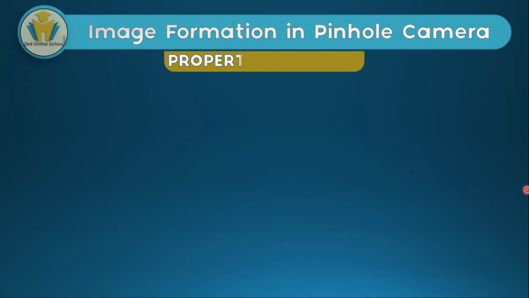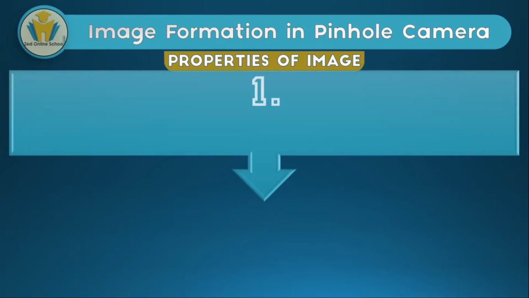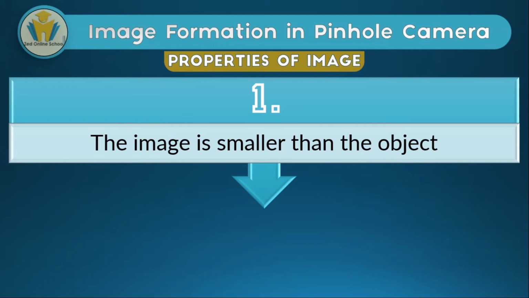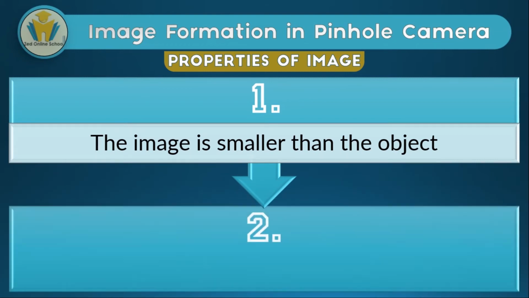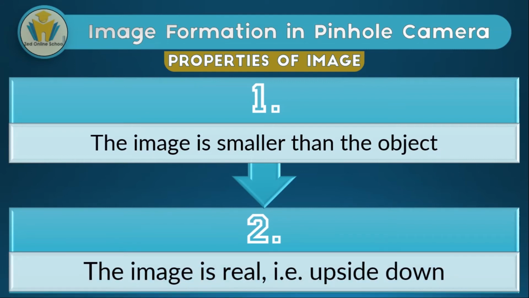But we cannot go forward without talking about the properties of this image. The first property you can see is that the image is smaller than the object. Another thing you can see is that the image is real. And in physics, when we say an image is real, we are saying an image is upside down. If it's upright, meaning the same way as the object, we call that image virtual or unreal.